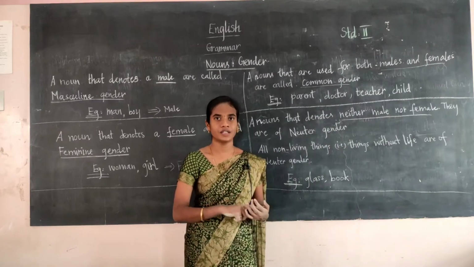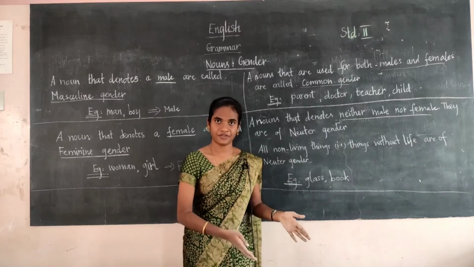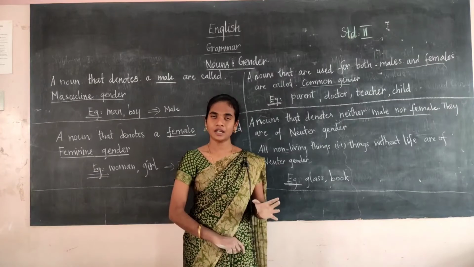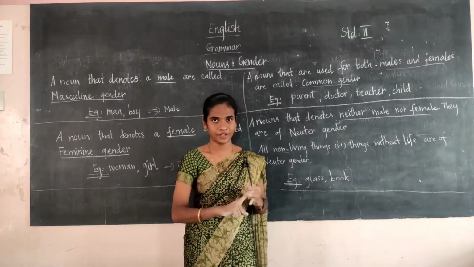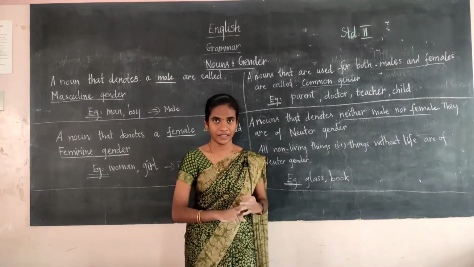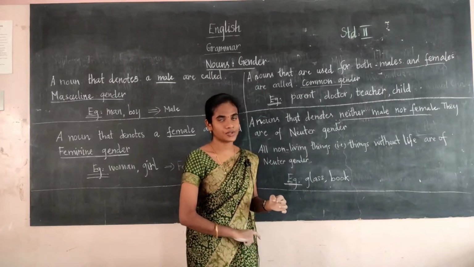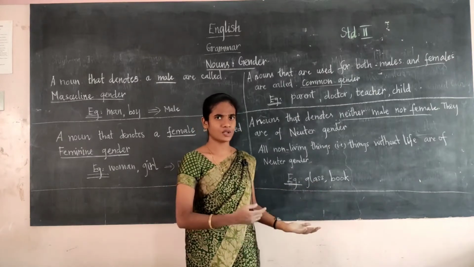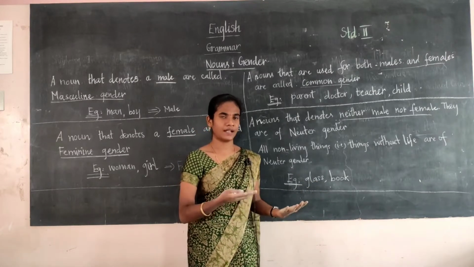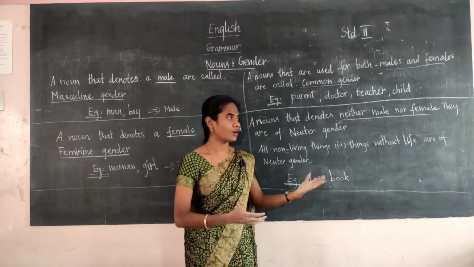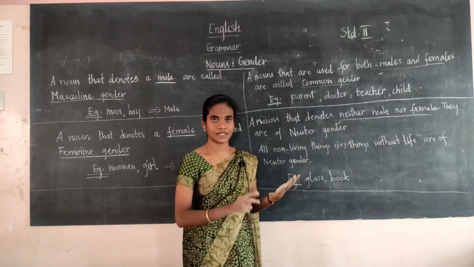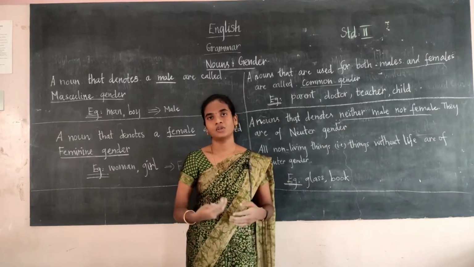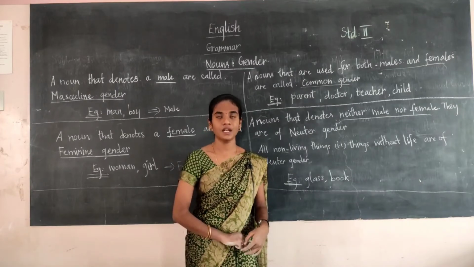For the non-living things you won't say it is a male or it is a female. So that is known as the neuter gender. It is not a male, it is not a female, it is a non-living thing. For a non-living thing you have to use the neuter gender. For example, glass, book. A glass is a non-living thing, neither male nor female. A book is a non-living thing. So that is known as the neuter gender.